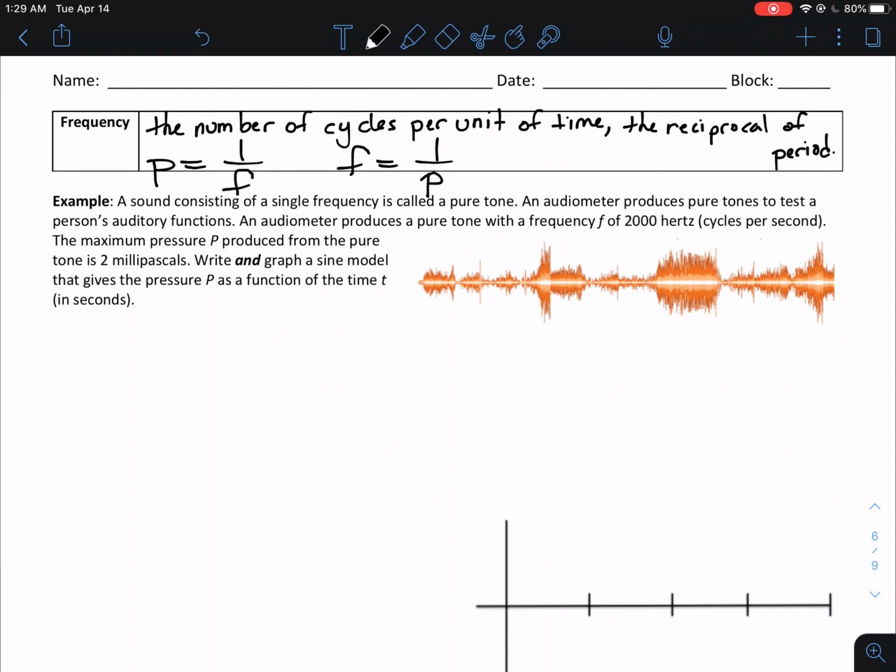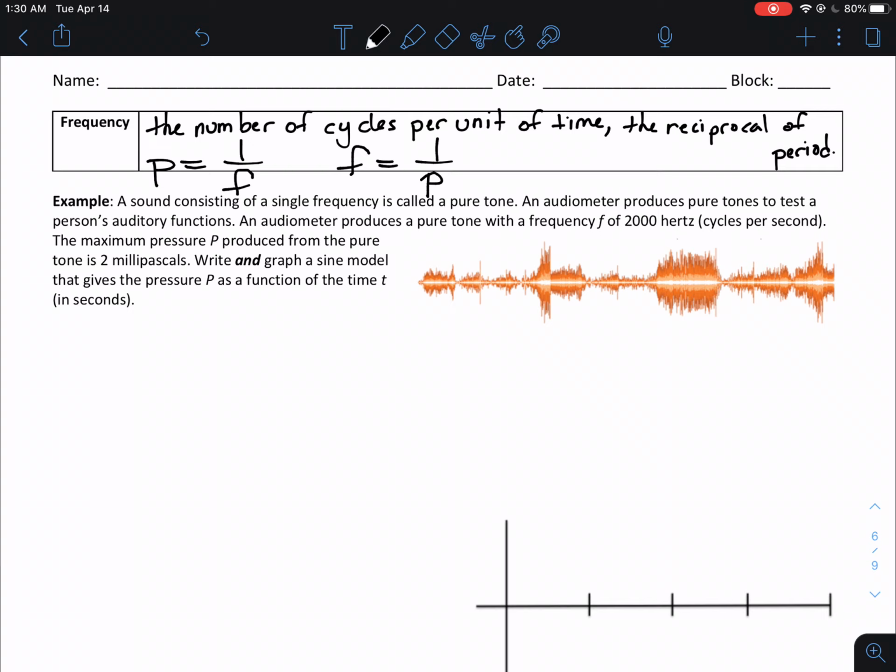Okay, so in this example that we're going to look at, a sound consisting of a single frequency is called a pure tone. An audiometer produces pure tones to test a person's auditory functions. An audiometer produces a pure tone with a frequency f of 2000 hertz, which are cycles per second.